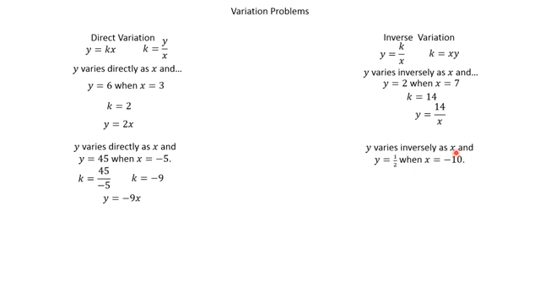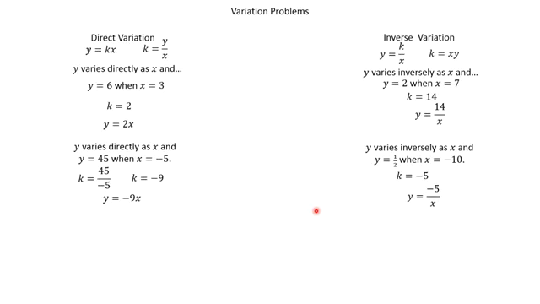y varies inversely as x means we have this. And y equals 1/2 when x equals negative 10. Plug them in. k equals 1/2 times negative 10, which is negative 5. So y equals negative 5 over x. That will graph the same, except that it'll be in quadrants 2 and 4 instead of the 1 and 3 where it's positive. And then we have another type of variation.